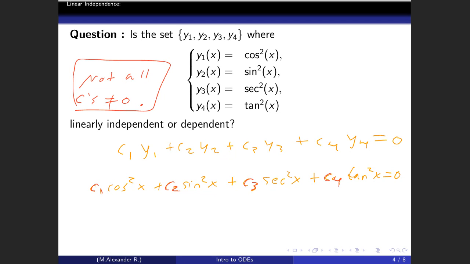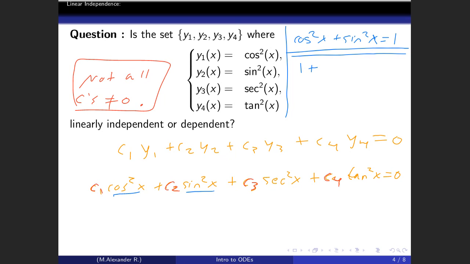Now I'm going to write down some identities that we have seen back in middle school or high school. Do you recall that cosine square of x plus sine square of x is equal to 1? That's an identity that we're going to use, and notice that that's kind of what we have here. Another identity that I want to use is the following: 1 plus tangent square of x is equal to secant square of x. This is another identity that we also want to use.